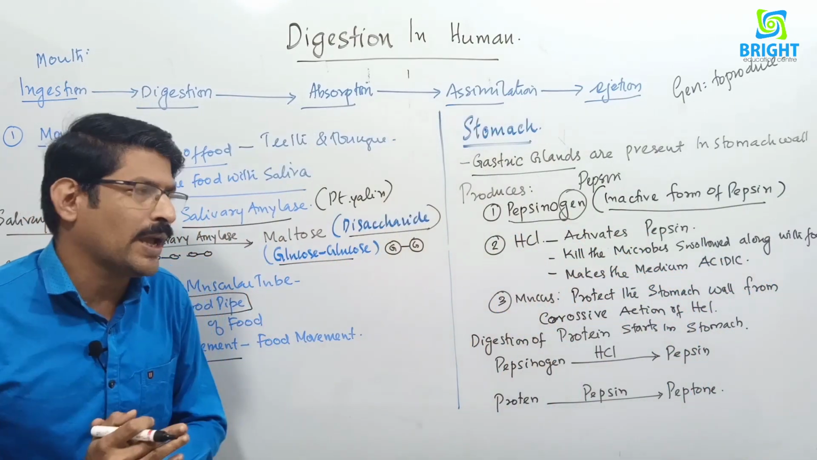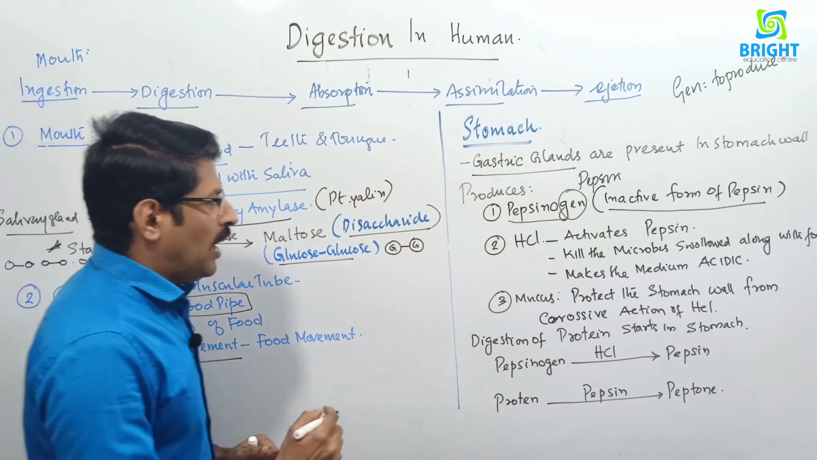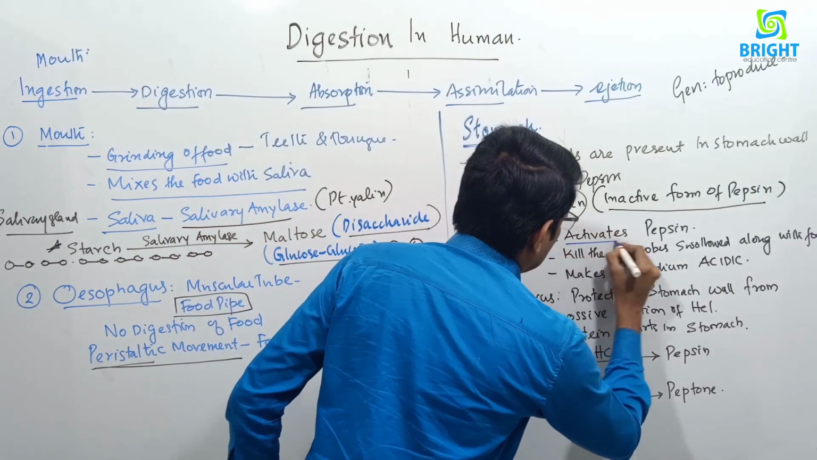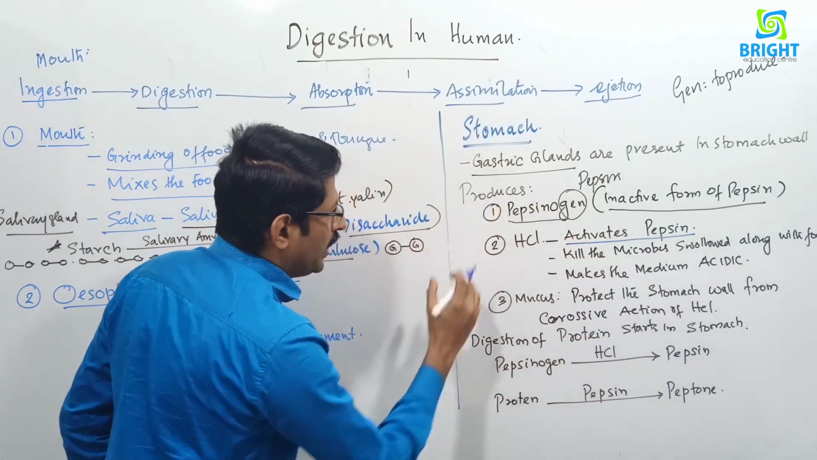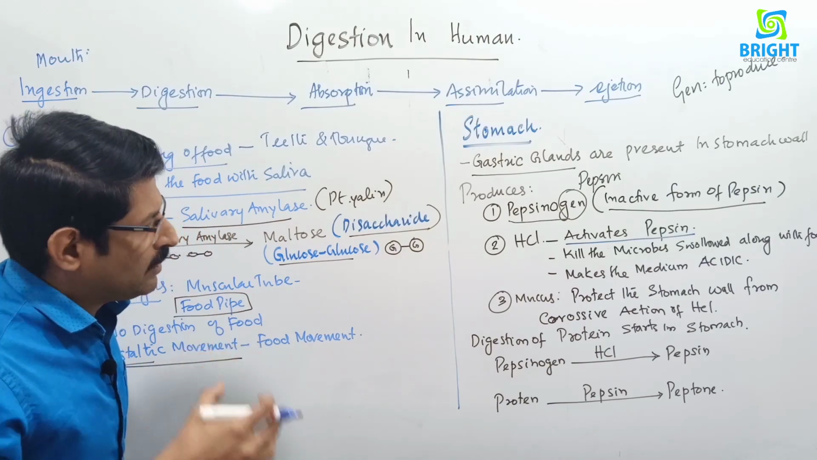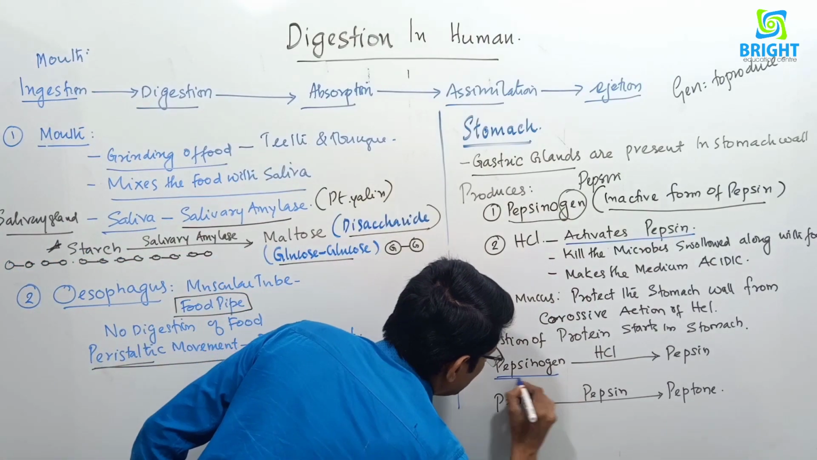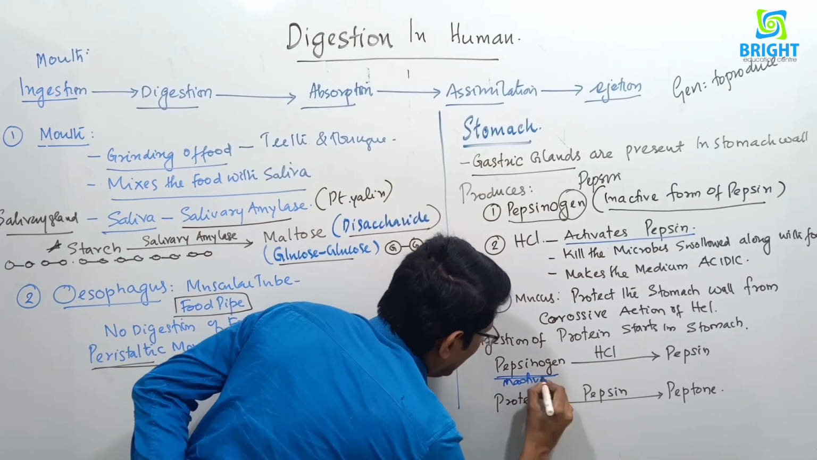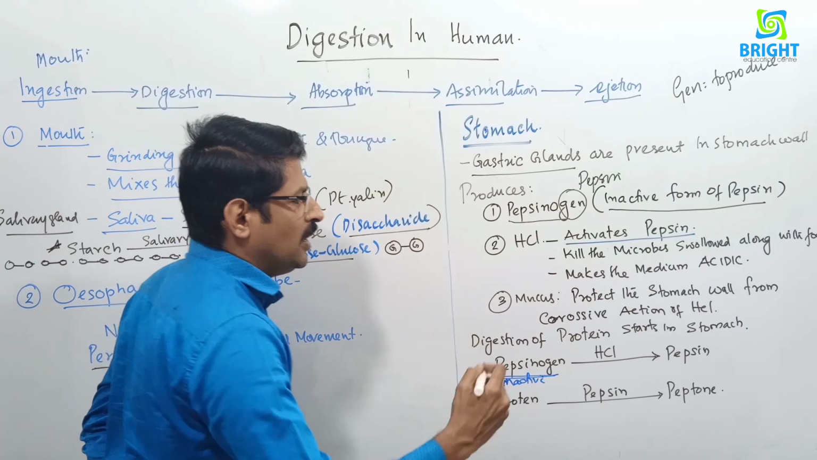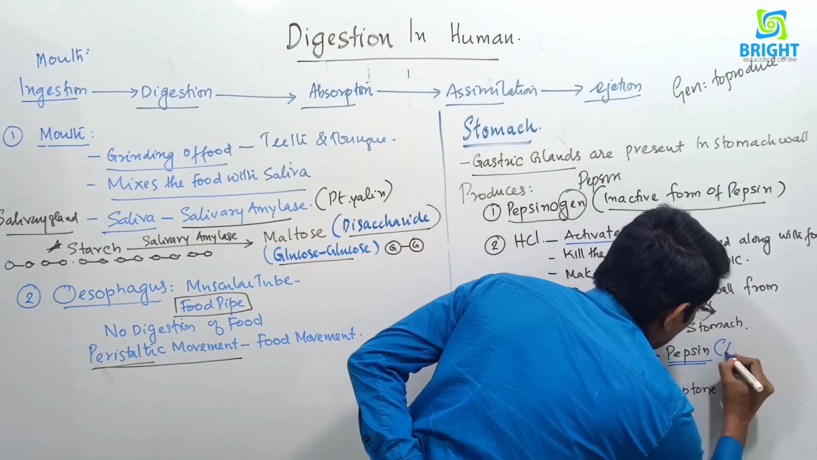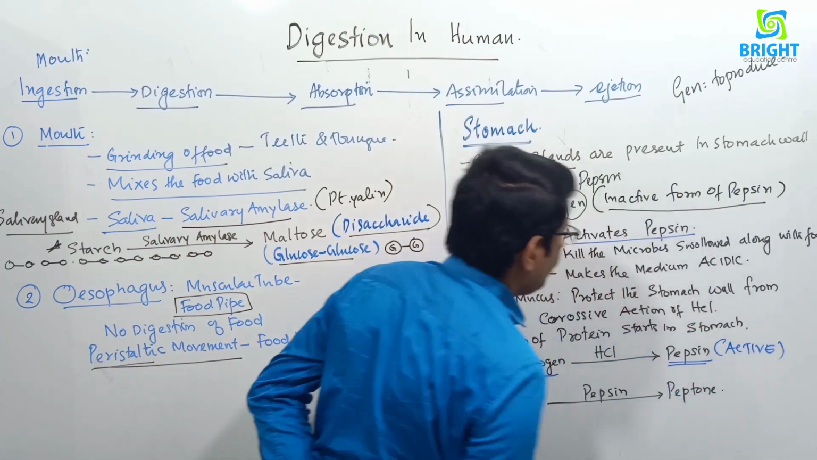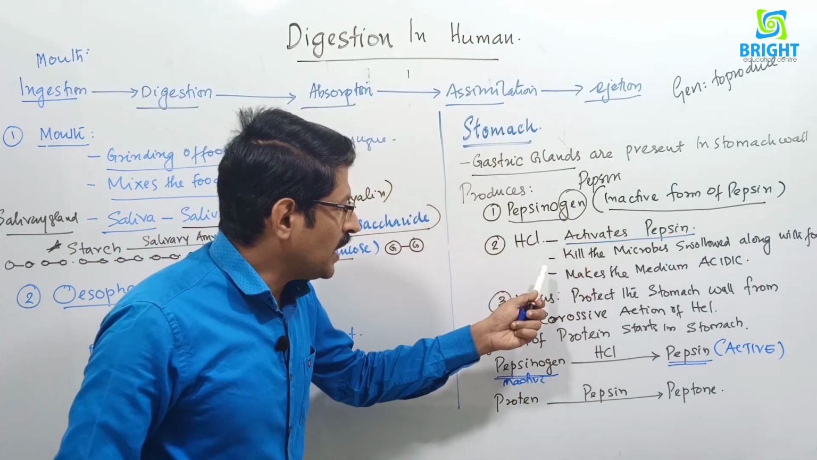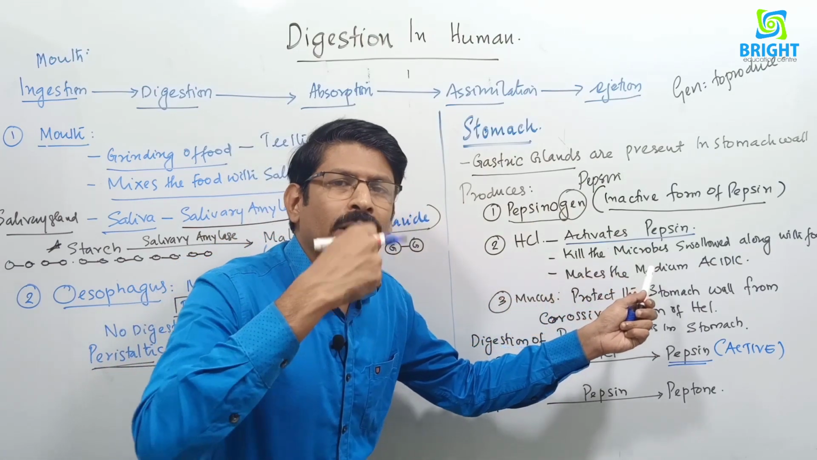What is the role of hydrochloric acid in the stomach or digestive process? Hydrochloric acid activates pepsin. How? Naturally, the gastric gland produces pepsinogen, which is an inactive form. This is acted on by the hydrochloric acid, and then it is converted into pepsin, the active form. So hydrochloric acid activates pepsin, the first function. The second is that it kills the microbes swallowed along with the food material.